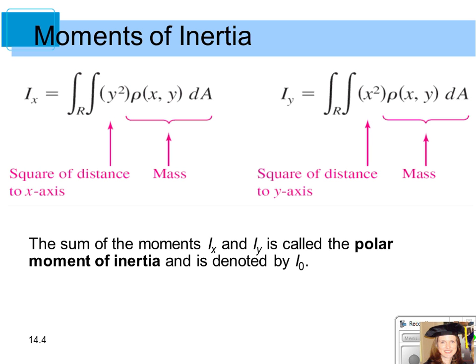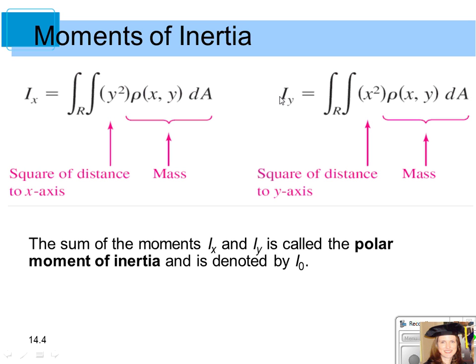When the mass is calculated with a double integral with variable density, we can determine the double integrals that will give us the moment of inertia about the x and the y-axis. The moment of inertia with respect to the x-axis is a double integral over R, where the distance from the x-axis is y. We square that distance and multiply by the mass, which is your density, rho of x and y, times your differential area.